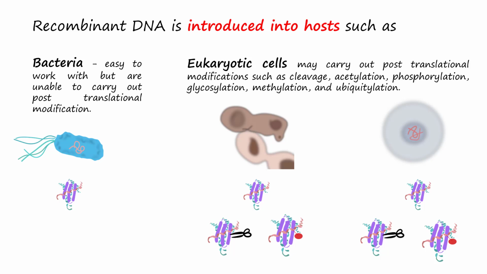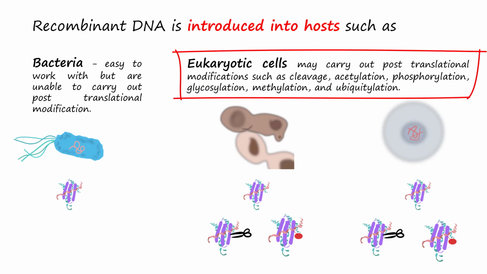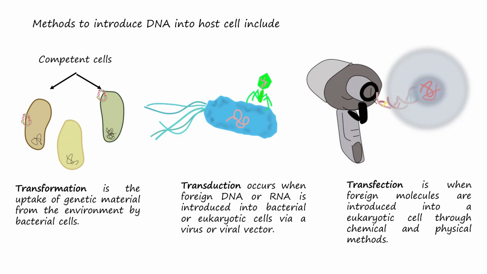The host cell of choice is often bacteria, as these cells are easily maintained and manipulated. But when necessary, for example, when post-translational modification of a eukaryotic protein is required, a yeast or mammalian cell will be preferable to the bacteria that cannot modify eukaryotic protein. The introduction of the recombinant DNA into a host cell may be by transformation, transduction, or transfection. Transformation is the uptake of genetic material from the environment by bacterial cells.